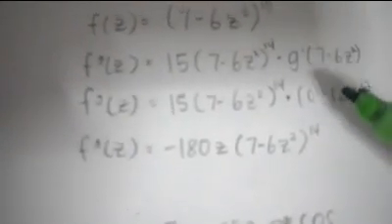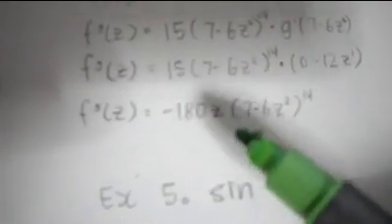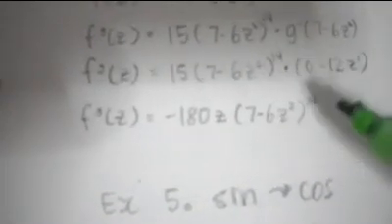7 doesn't have any exponent, so it's 0, minus 2 times 6, 12z to the power of 1. And the final result is negative 180 z times 7 minus 6z squared to the power of 14, since it's negative 12 times 15.